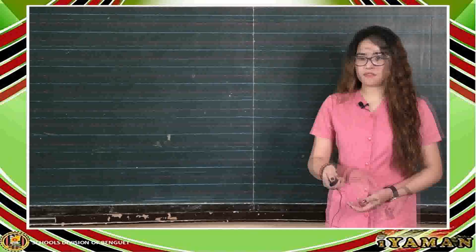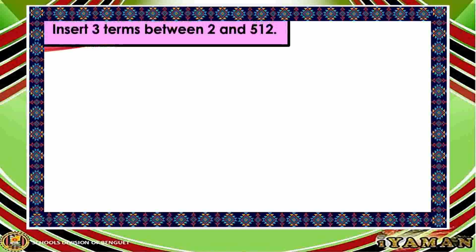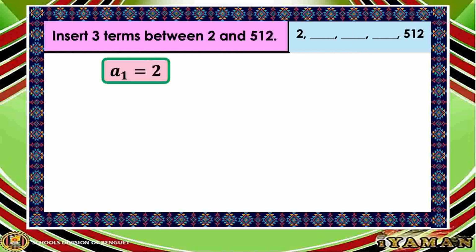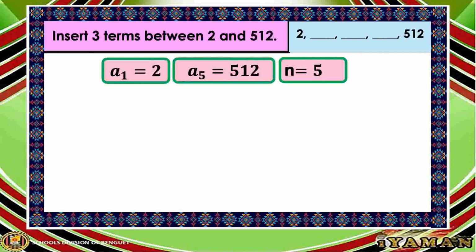Example: insert three terms between 2 and 512. Note that since we will insert three terms, then there will be 5 terms in all. Let us identify the given values. A sub 1 will be equal to 2. A sub 5 will be equal to 512. And n is equal to 5.